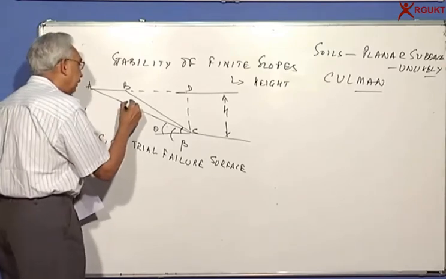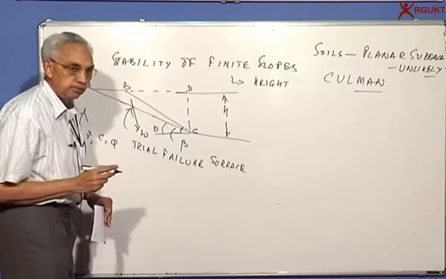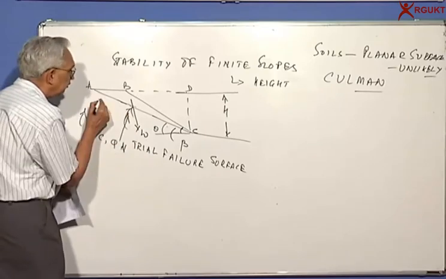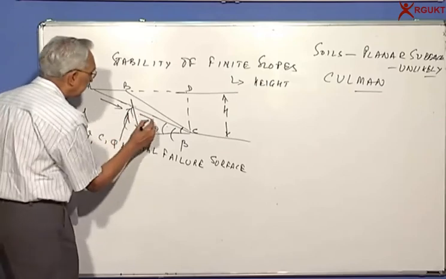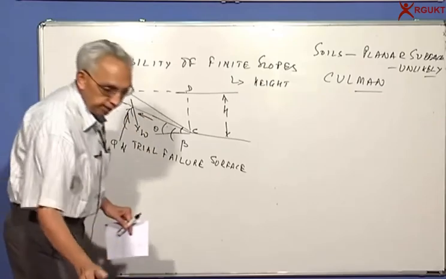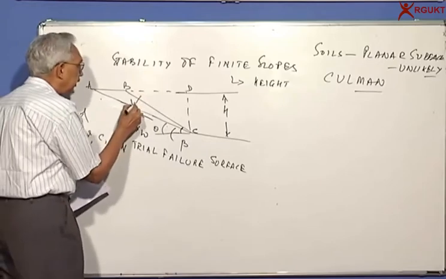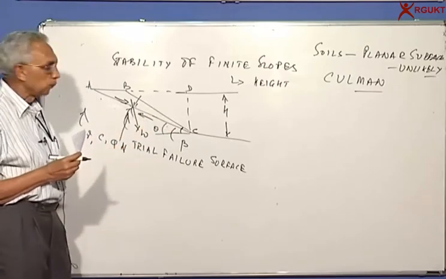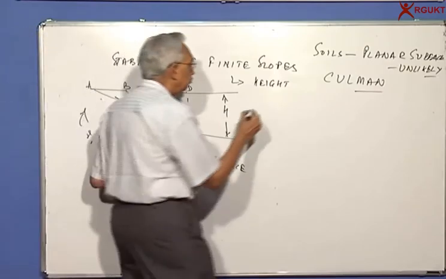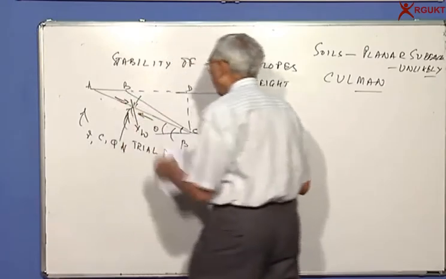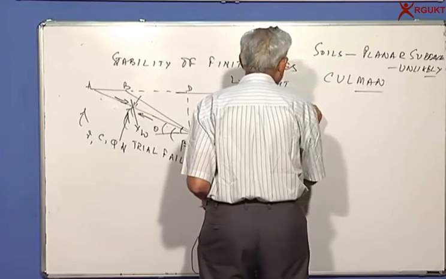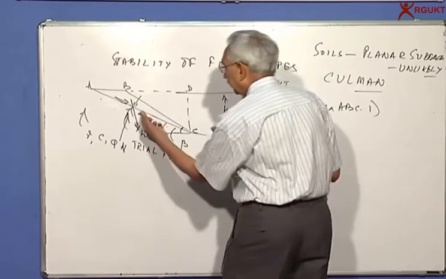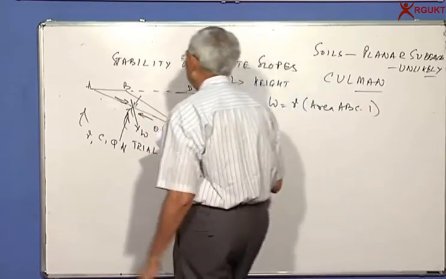So again, coming back to our earlier analysis, I need to know what is the gravitational force, then what is the reaction, normal force, and what is the shear strength that can be mobilized. As usual, we can resolve this gravity into normal and shear components, the shear causing sliding along AC. So basically we want to calculate W, the weight of the sliding mass, which is equal to gamma into area ABC into 1, the thickness perpendicular to the board. How do I calculate this?